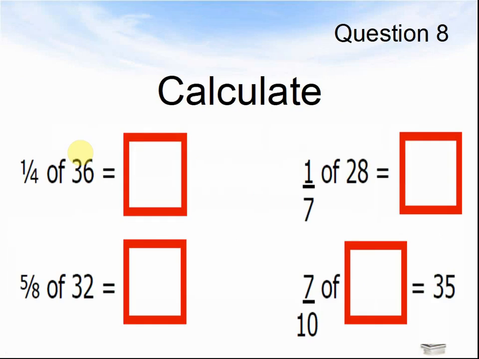Question 8. Calculate. 1/4 of 36 equals something. 5/8 of 32 equals something. 1/7 of 28 equals something. 7/10 of something equals 35. Pause the video until you are ready to see the next question. Here comes the next question.